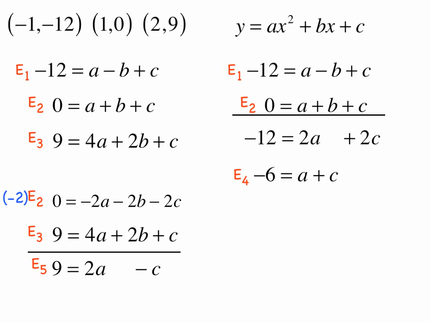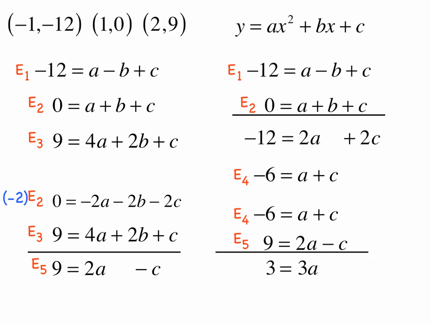Okay, I have two new equations, equation 4 and equation 5. I'm going to use those two and try and eliminate another variable. So our goal is constantly to eliminate variables. I could eliminate the a's, but I'd have to do a little bit of work. If I look at it, I can eliminate the c's pretty easily. So if I just add these two, I'll get 3 equals 3a. And here we go. We have our first letter solved. We have a equals 1.